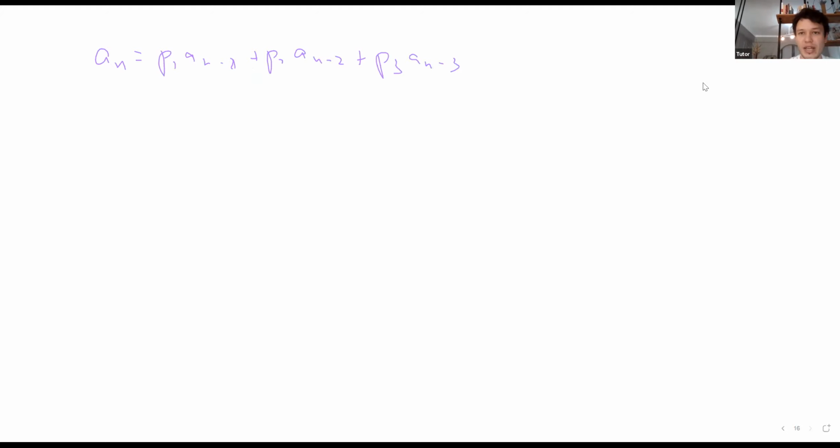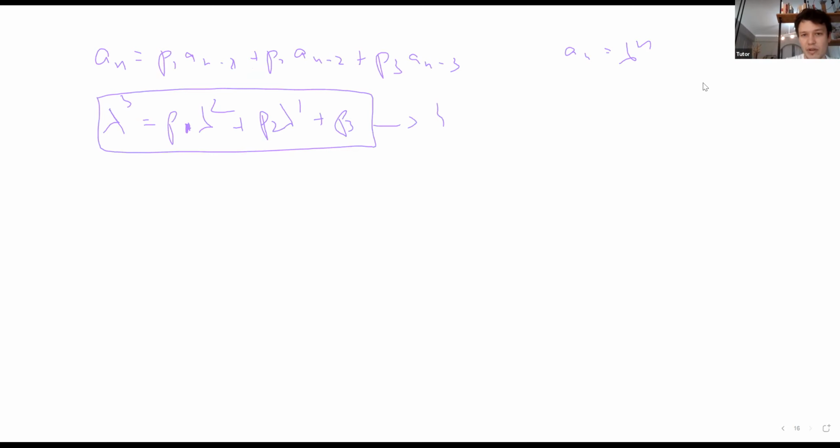Well, again, same story, take a_n equals lambda to the n. And now if you simplify all of this, you're going to get lambda cubed equals p1 lambda squared plus p2 lambda to the 1 plus p3. So you're going to solve this and you're going to get the cubic. There are going to be 3 roots in here: lambda 1, lambda 2, and then lambda 3.